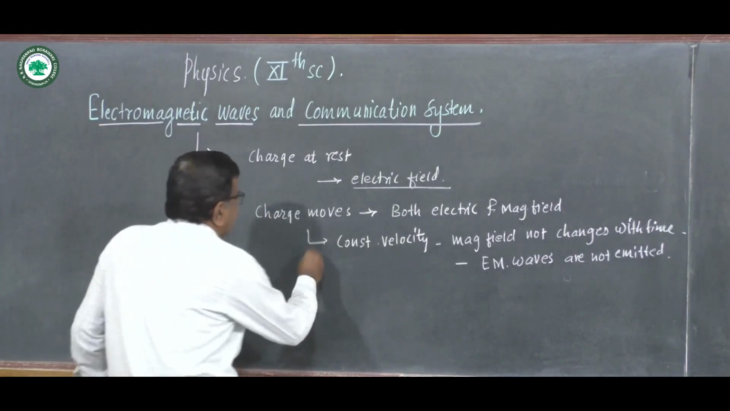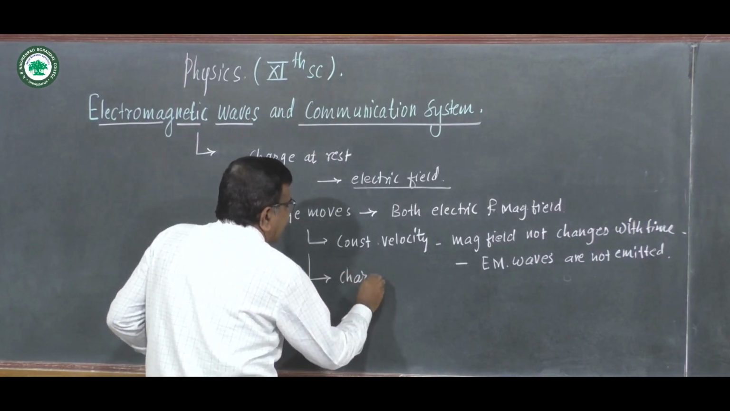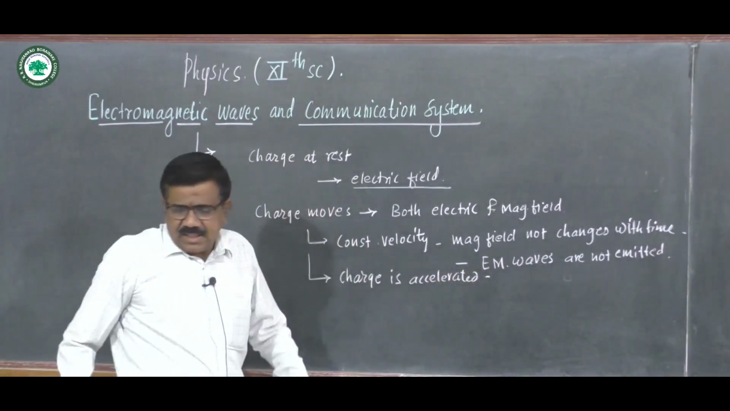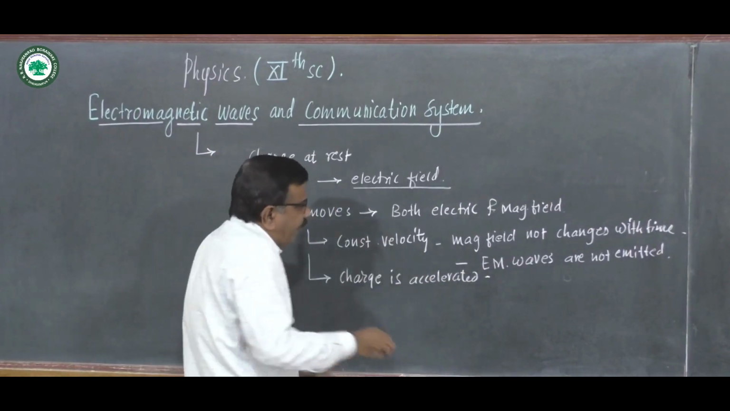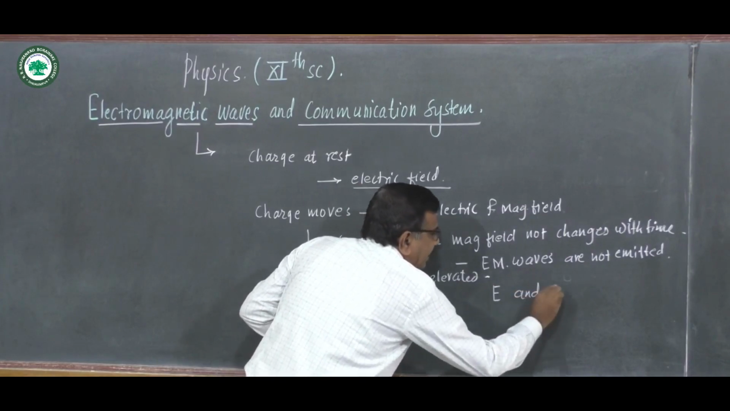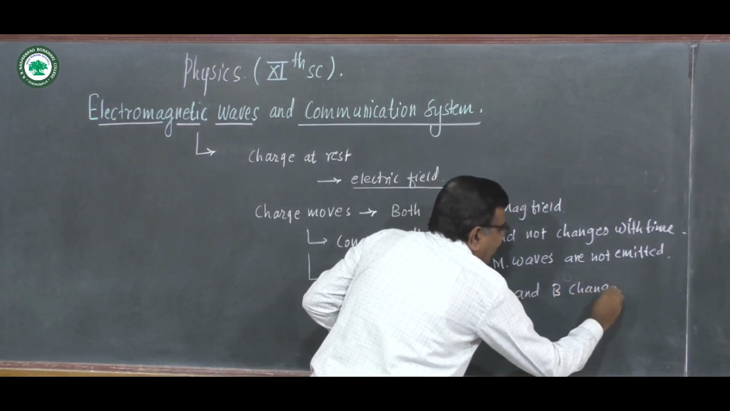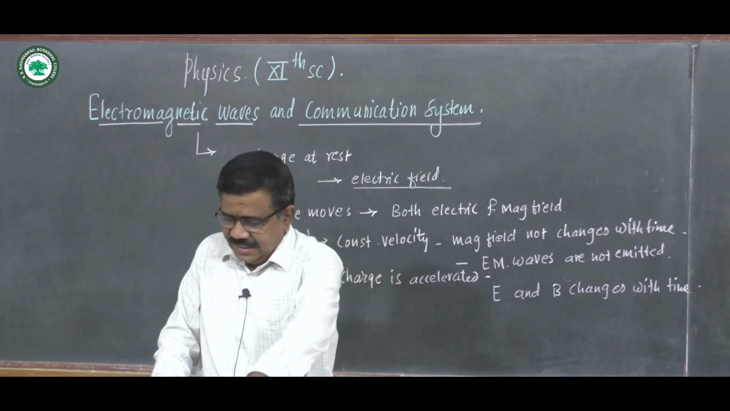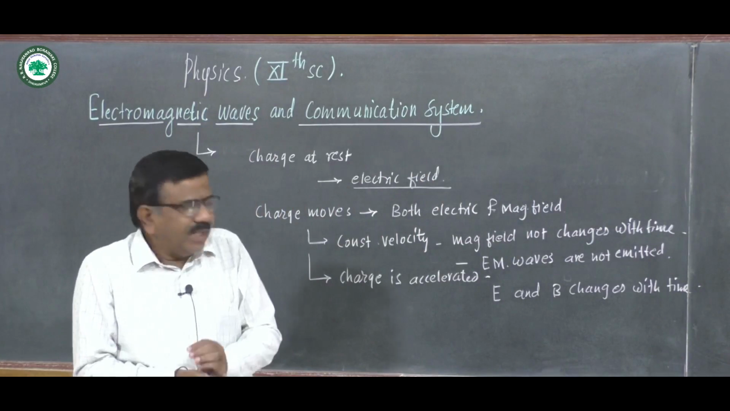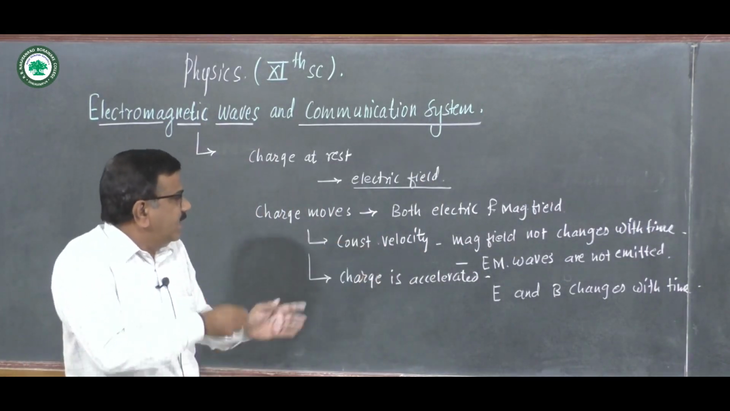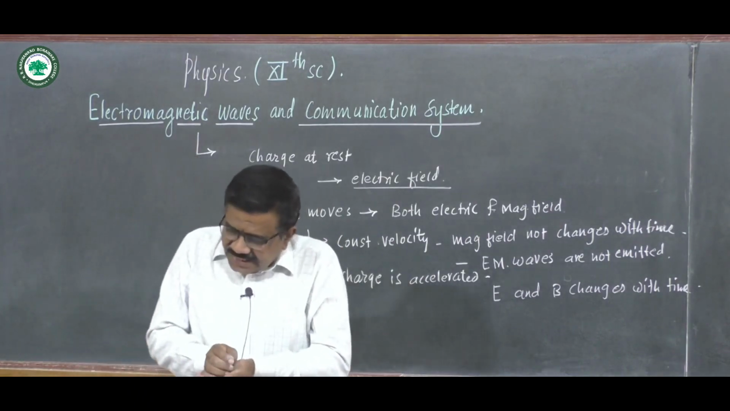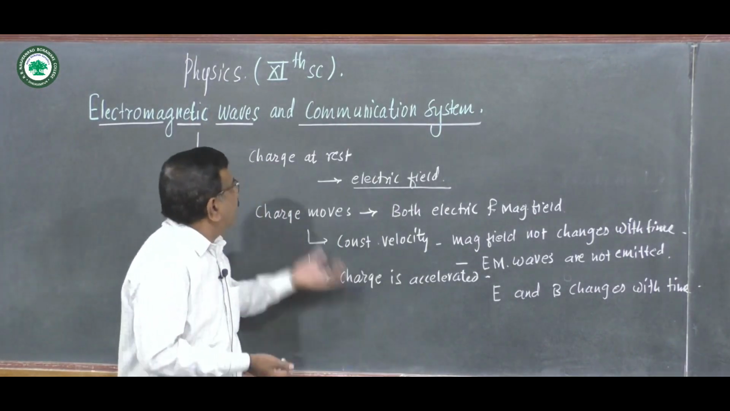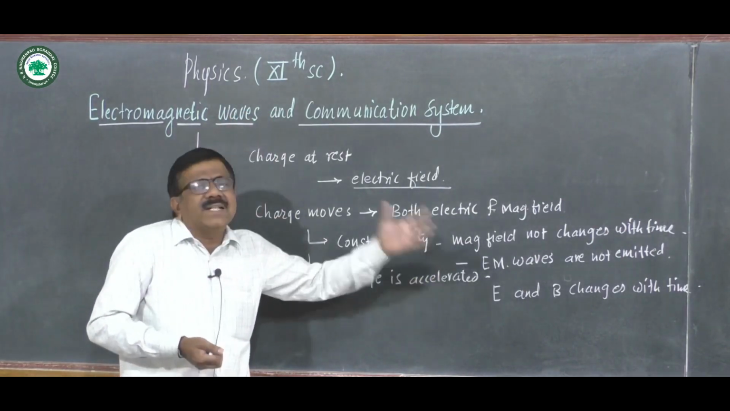But if charge is accelerated, we know the accelerated motion. What happens if charge is accelerated? Both electric and magnetic field, that is E and B, change with time, and electromagnetic waves are produced. It means the accelerated charge produces electric and magnetic fields which change with time, and electromagnetic waves are produced due to the accelerated charge.